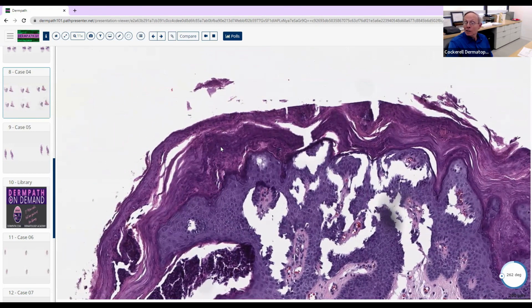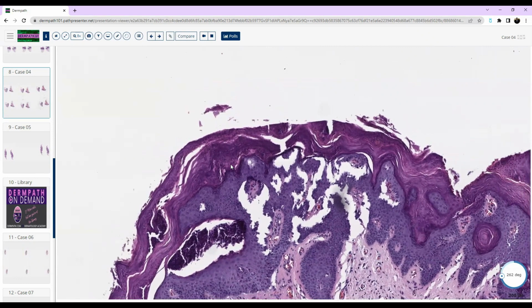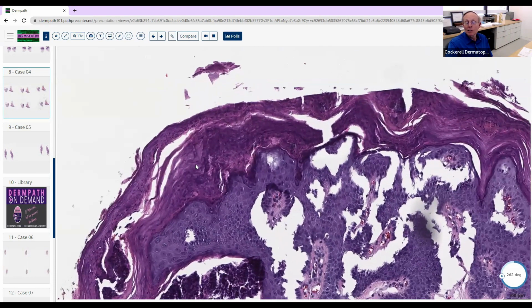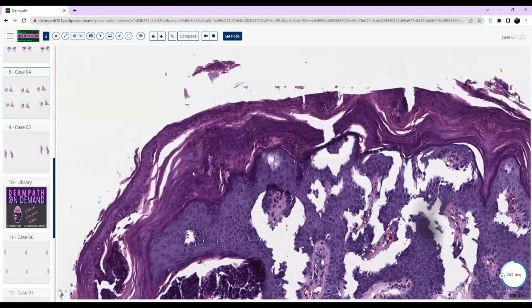So do you like psoriasis here? Not necessarily. It doesn't really have the psoriasiform look with the acanthosis. It doesn't have regular acanthotic epidermis, but the cornified layer is wrong for it too, isn't it? Right. What's the cornified layer usually look like in psoriasis? You can get parakeratosis. But what does the parakeratosis look like? Does it look like this kind of parakeratosis?